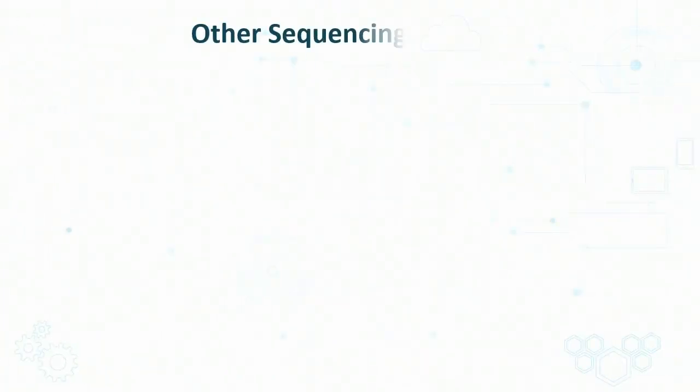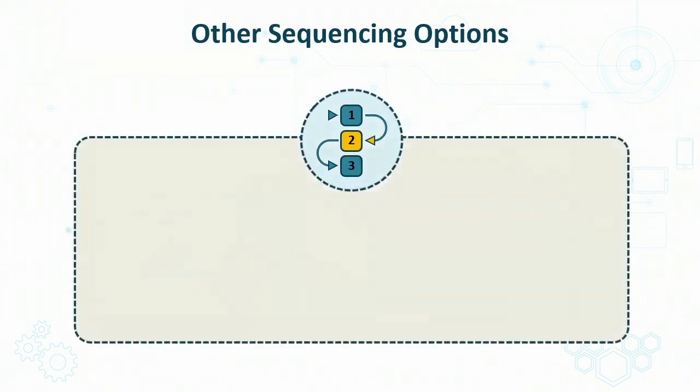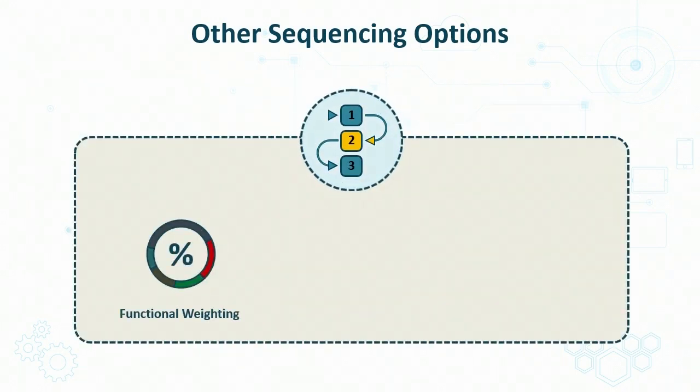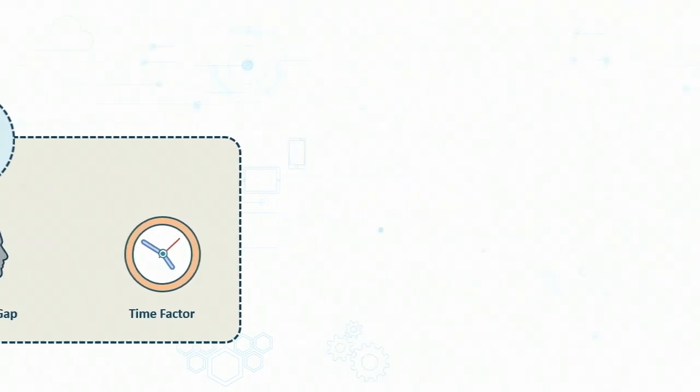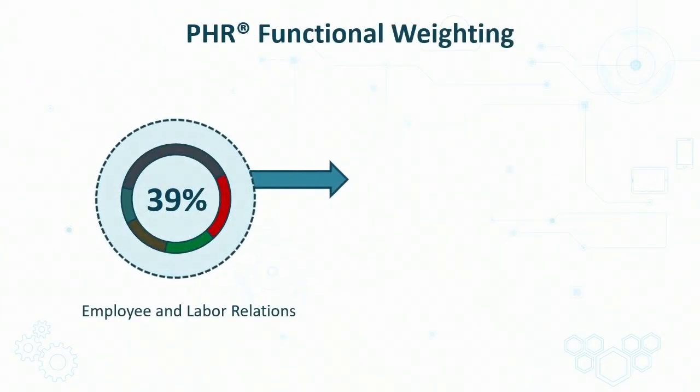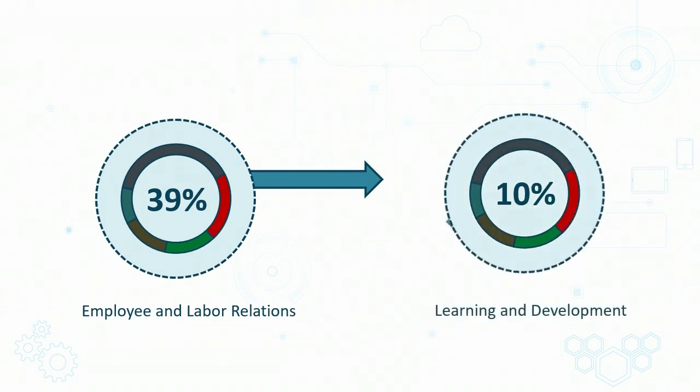We have some other options to consider as well. Functional weighting leverages the weighting of the 5 functional areas. Knowledge gap identifies areas where you need to increase your score. Time factor uses your plan in action time calculator to assess the time. Starting with employee and labor relations as the highest weighted area at 39% and building your path in descending weight order to learning and development at the lowest weighted area at 10%. You can do the reverse order.